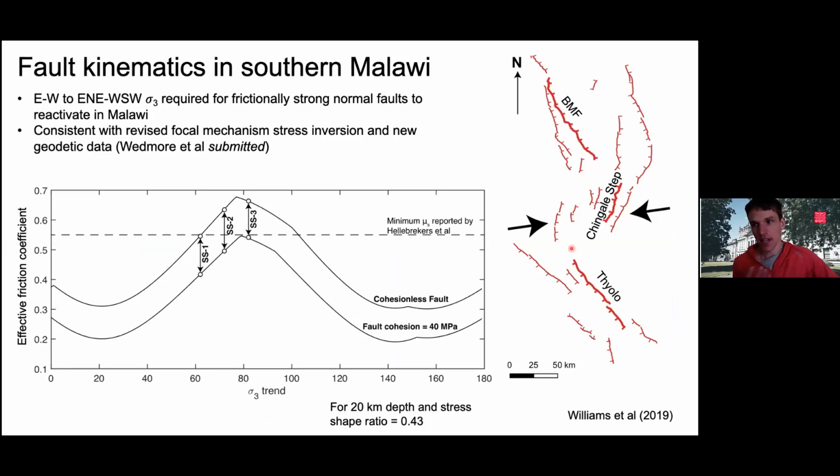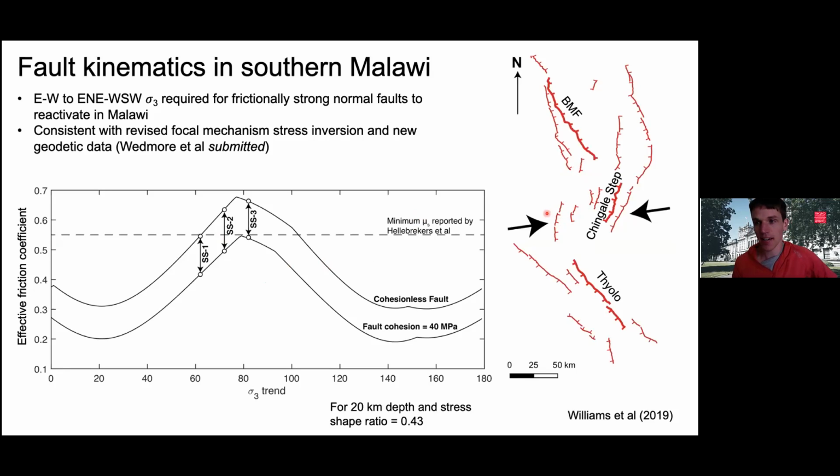So with this fault network now defined, we could start asking some of those questions that we had before about the rift. One of them was about the extension direction, or more specifically here, I'm thinking about the trend of the minimum principal stress, sigma 3. To address this question, we asked ourselves, what is the range of sigma 3 trends that would allow the variably striking normal faults in the rift to reactivate?